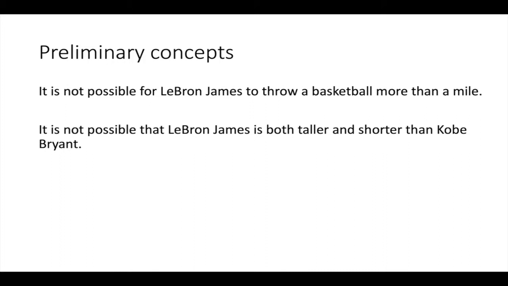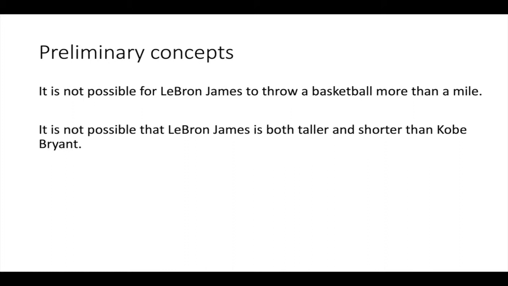Now, is it logically consistent that LeBron James is taller than Kobe Bryant and that LeBron James is shorter than Kobe Bryant? No, that is not logically consistent. It's not possible for both of those sentences to be true at the same time. It's impossible. It's logically contradictory. You can't even imagine what it would be like.